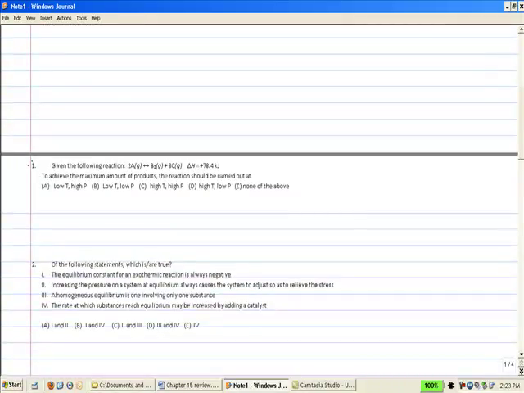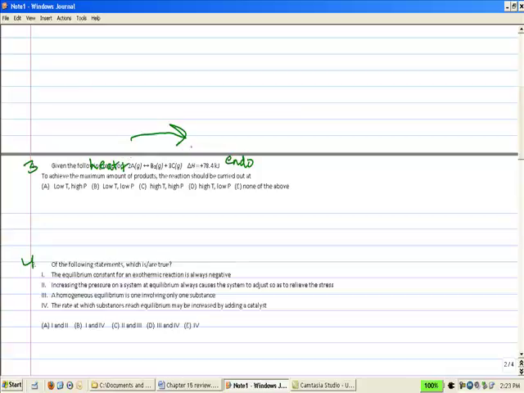Okay, this should be number 3. Number 3 says, given the following reaction, 2A in equilibrium with B and 3C, the enthalpy change is positive, therefore we know it is endothermic. To achieve the maximum amount of products, the reaction should be carried out in what way? Well, if it's endothermic and we want the reaction to proceed to the right, it's as if heat is a reactant. It's requiring heat for the reaction to occur.